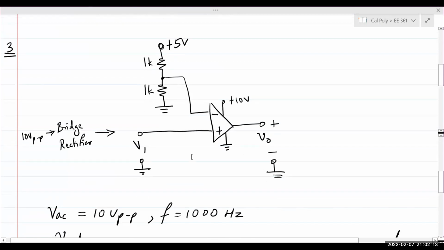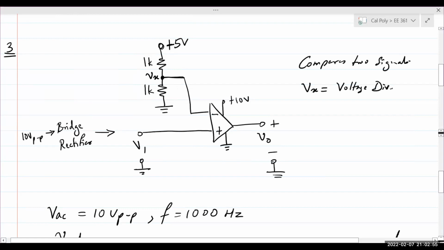So first things first, comparator basically, as the name suggests, compares two signals and provides the output depending on the difference between the two signals. So in this case, we have a connection going to a voltage divider network. So this 1K and 1K resistor form a voltage divider network. So you find the voltage, and let's call this Vx. Find Vx by applying voltage division.